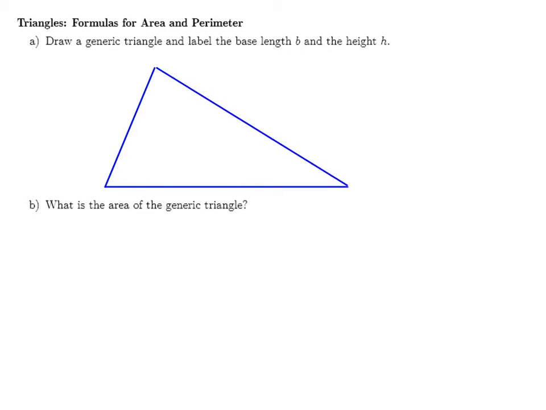Now, the height, I've got my base b. I'm going to label this down here. The height comes from a line that forms a right angle with the base, and that's critical to the formula. The height has to be measured in that way. So I form a right angle with the base, and that denotes my height. And I'll label that with h.